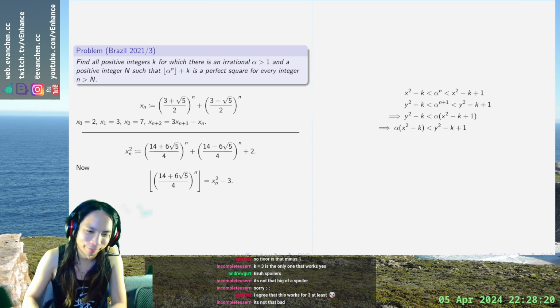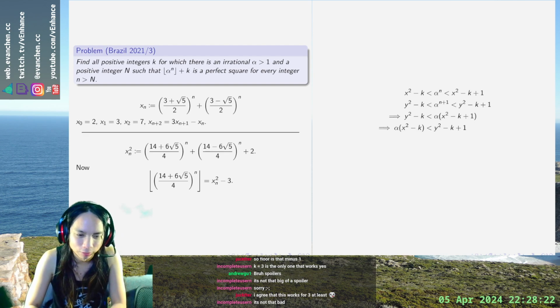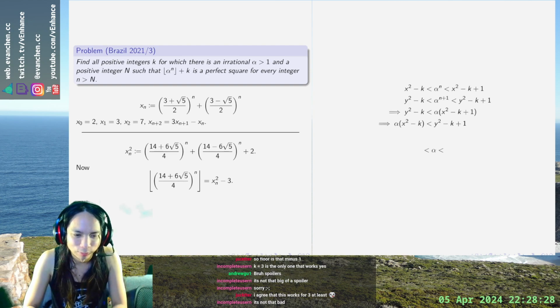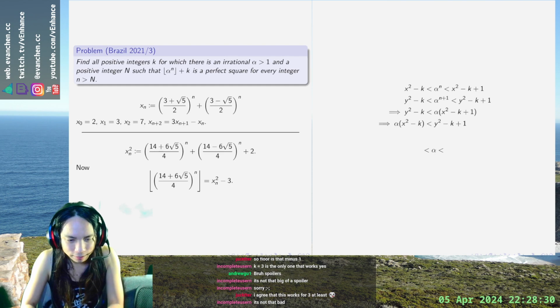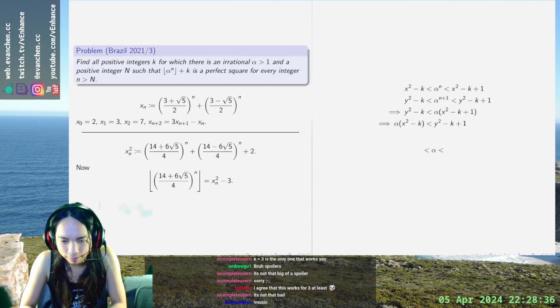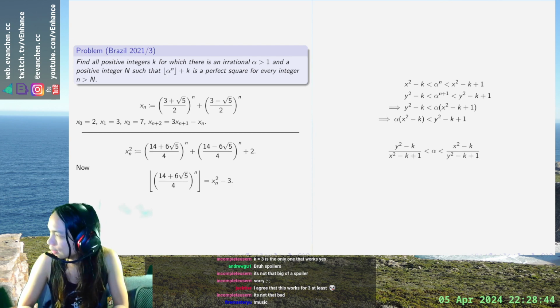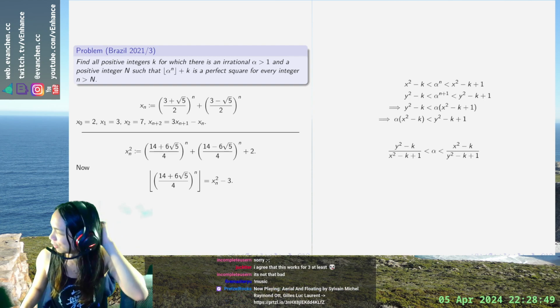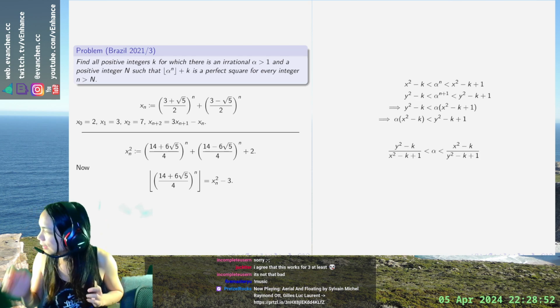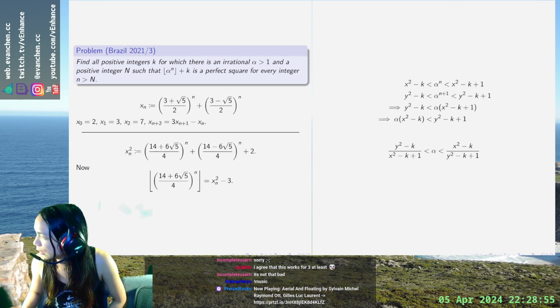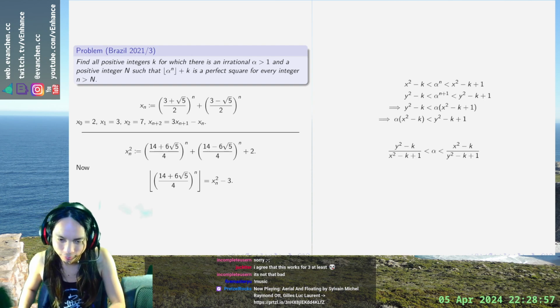Well, I guess what I'm trying to do is divide and get alpha sandwiched between two things. I need to make sure I don't mess up all the signs, but I think this implies y squared minus k over x squared minus k plus 1, and then x squared minus k over y squared minus k plus 1. And I want this Pell-like equation that is supposed to have infinitely many solutions. I hope. Pray? I think something's wrong. I feel like I flipped something. Y is on the other side here.